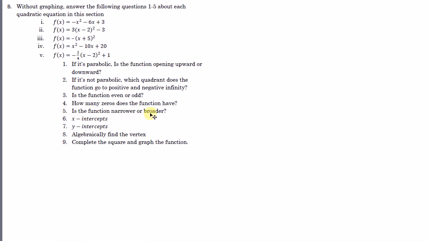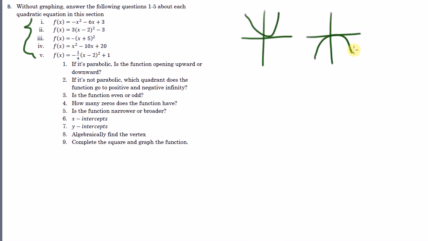Oh, I see. 1 through 5 about each quadratic equation in this section. Okay, so these are the quadratic equations in this section here, and let's answer these questions. If it's parabolic, is the function opening upward or downward? Remember that this is the graph of x squared and this is the graph of negative x squared.